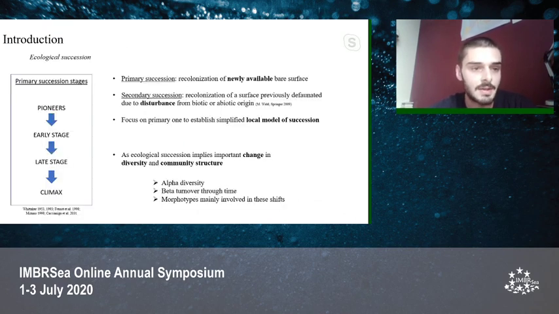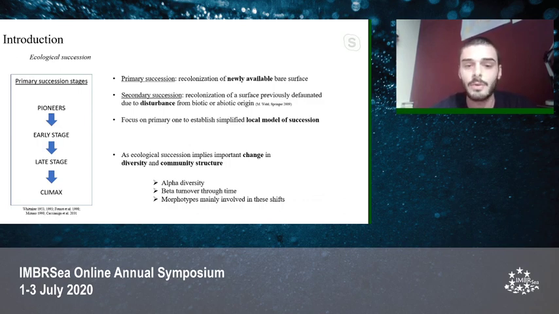So what is ecological succession? On the one hand, we have primary succession, which is the recolonization of organisms on newly available bare surface. This way, starting from pioneer, early stage, late stage, and the final hypothetical biotic stage, which is climax. And on the other hand, we have secondary succession, which is this time recolonization of surface which has been previously defaunated due to disturbances from biotic or abiotic origin.